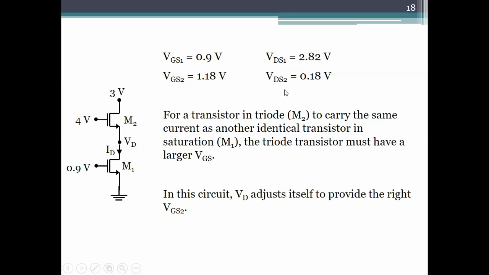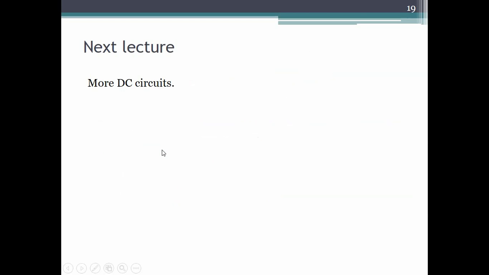We said this already. The other thing to note here is that VD is floating, floating in the sense that VD adjusts itself to meet the conditions of both the transistors. Next lecture we'll study more DC circuits, and then the lecture after that we'll start AC, small signal AC analysis.